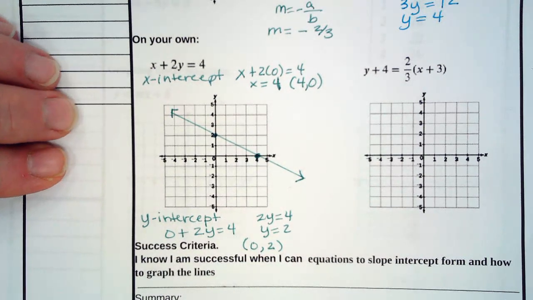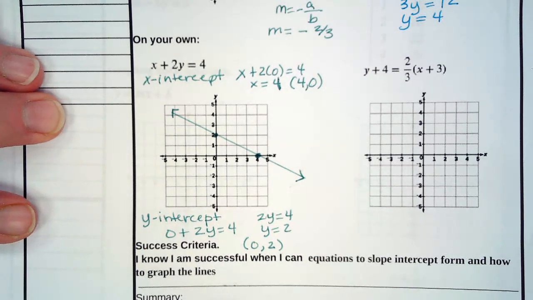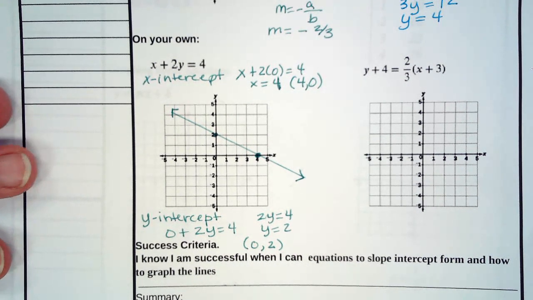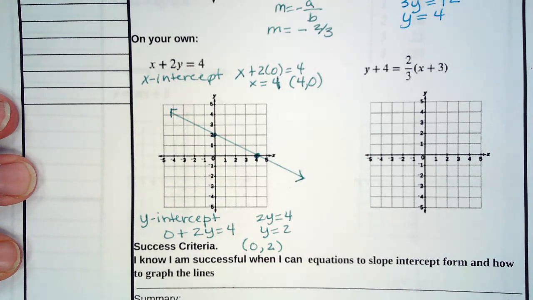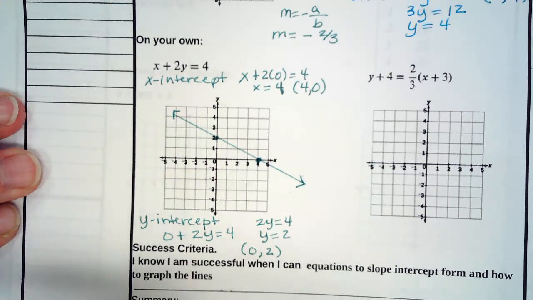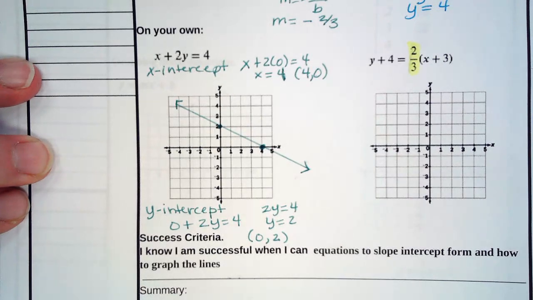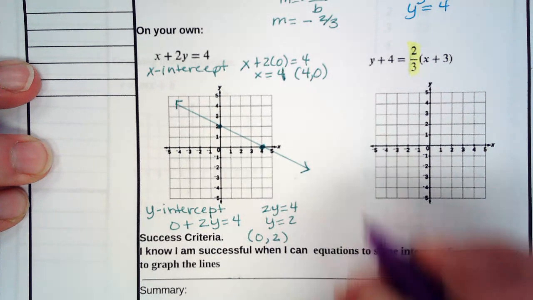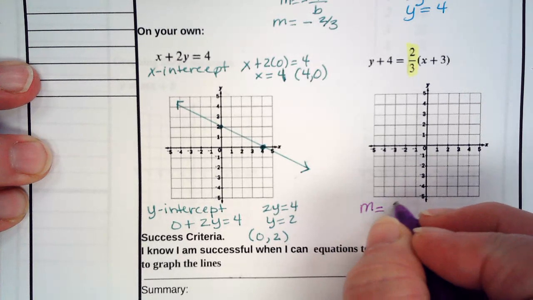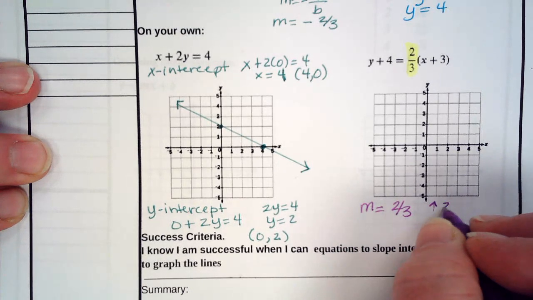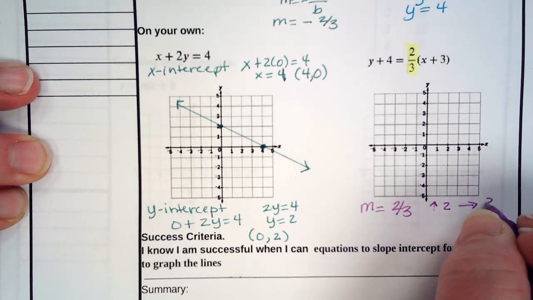Okay, if you did not try the last one on your own, please try it now. Okay, so we know the slope. That means we go up 2 and then we go right 3.